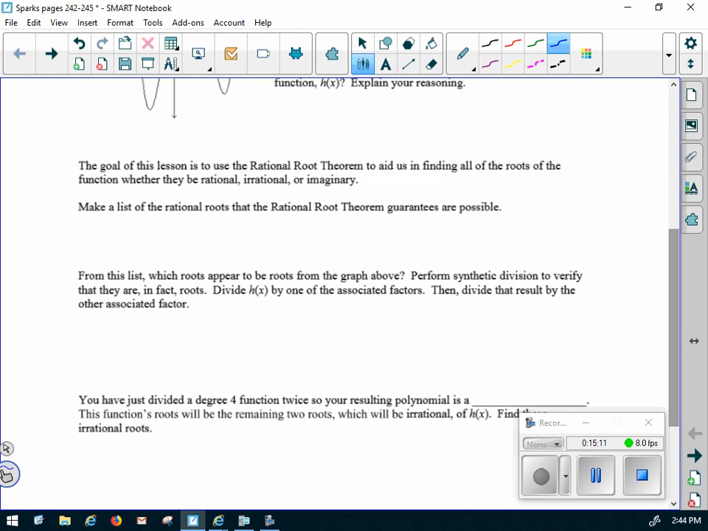The goal of this lesson is to use the rational root theorem, that's P over Q, to aid us in finding all of the roots of a function, whether they be rational, irrational, or imaginary. Okay, so make a list of all the rational roots that the rational root theorem guarantees are possible.